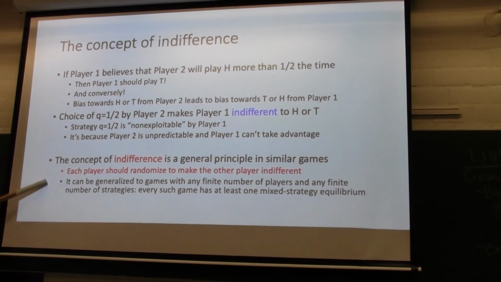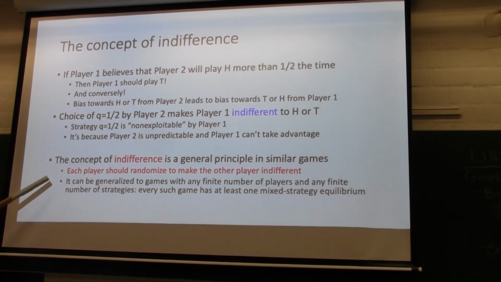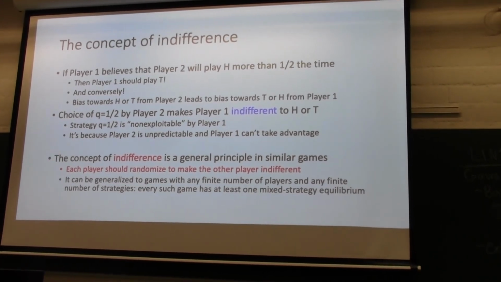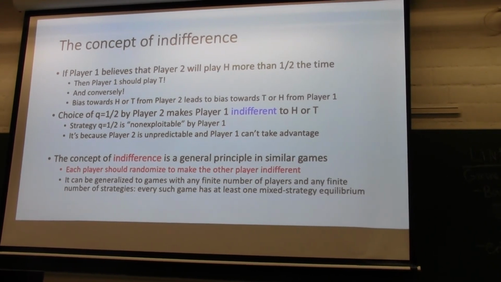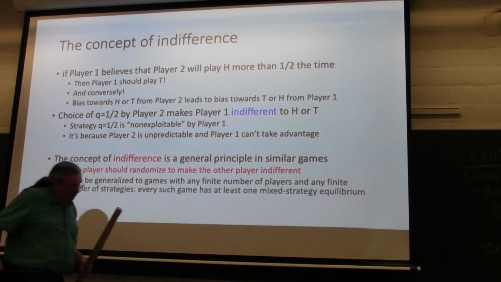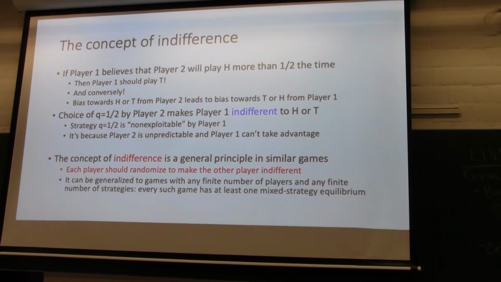So this is actually a general principle that we can use. You have to randomize your choices so that neither of your choices will give an advantage to the other guy. They have to give the same thing. Okay? This is a general thing. And with that, we can actually solve a lot of these games.